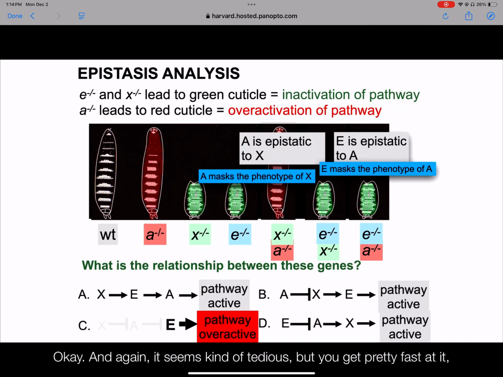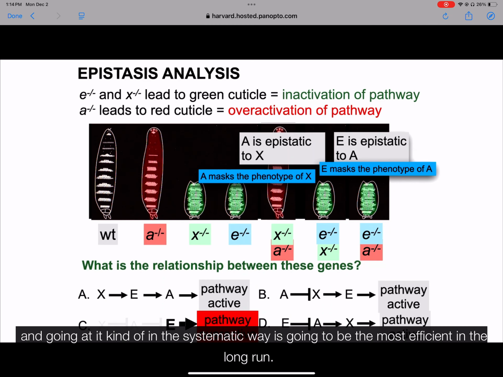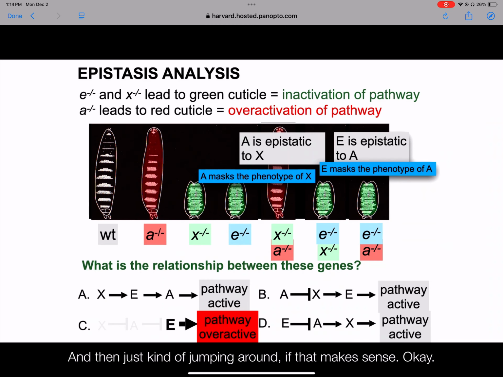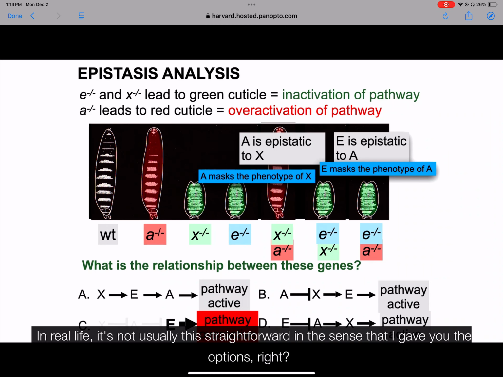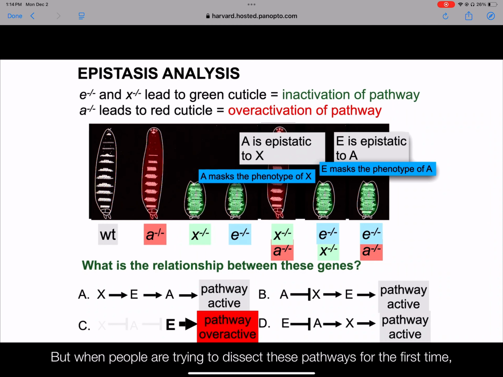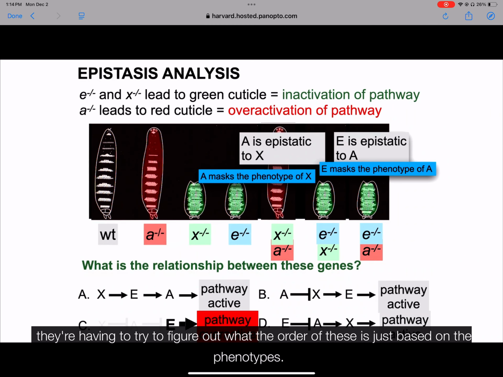Okay? And again, it seems kind of tedious, but you get pretty fast at it, and going at it in this systematic way is going to be the most efficient in the long run than just jumping around, if that makes sense. In real life, it's not usually this straightforward in the sense that I gave you the options, right? But when people are trying to dissect these pathways for the first time, they're having to figure out what the order of these is just based on the phenotypes. They're not just matching.